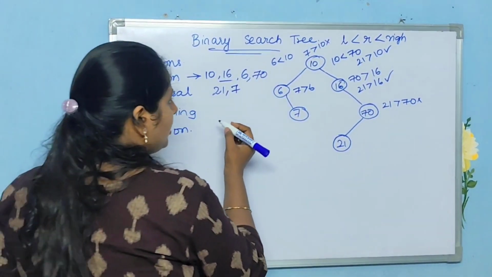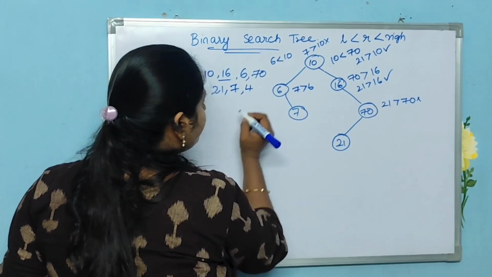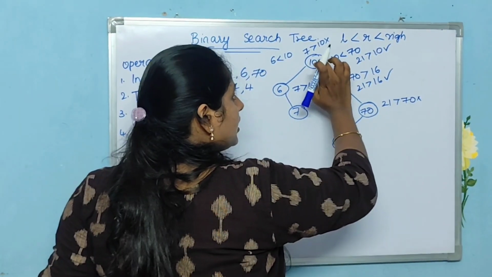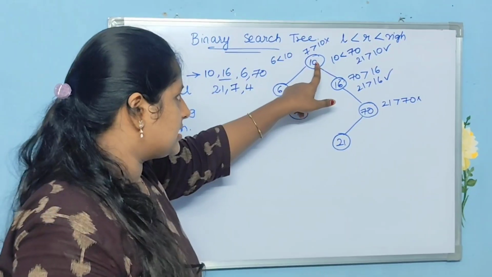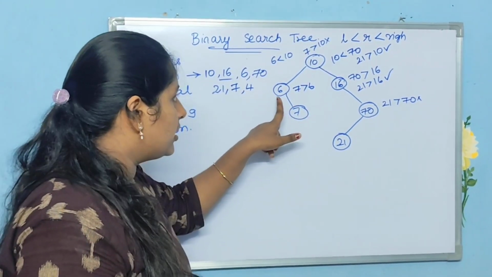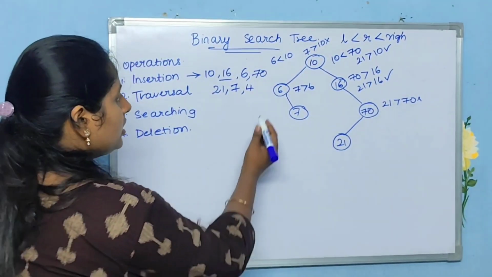Now I want to add one more element, 4. So I went here. Is 4 less than 10? Yes, it goes to the left subtree. Is 4 greater than 6? No, it won't go here. Is 4 less than 6? Yes, it will go to the left subtree.